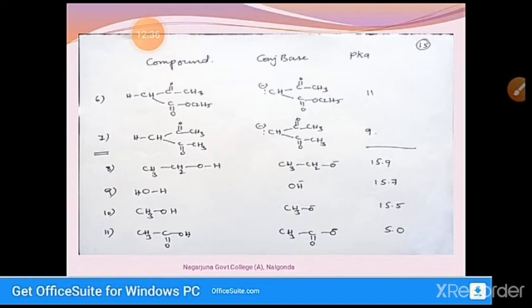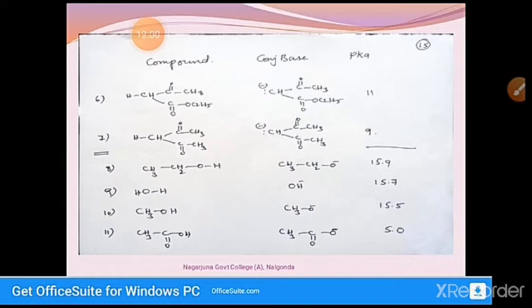Whereas acetylacetone forms its corresponding conjugate base, the carbanion. It shows a pKa value of 9. So the value 9 is very low compared to the others. That's why it is more acidic. These hydrogens are more acidic. Coming to ethyl alcohol, its pKa value is 15.9.